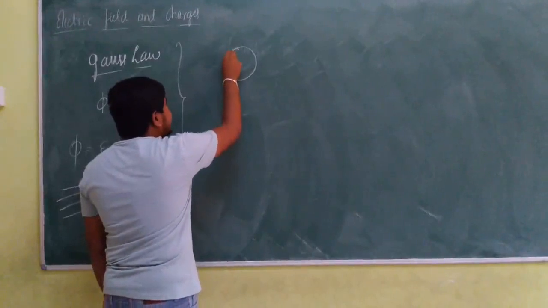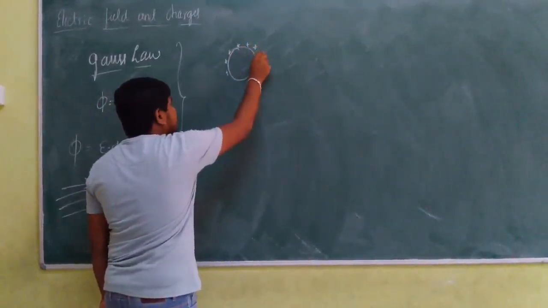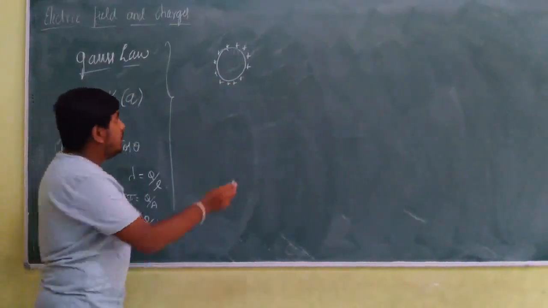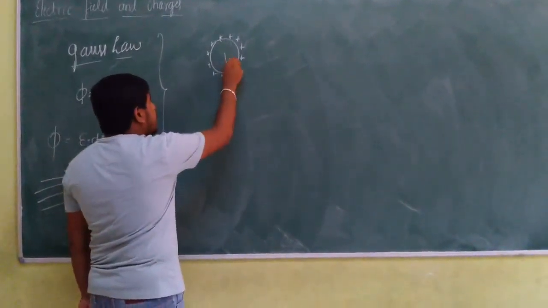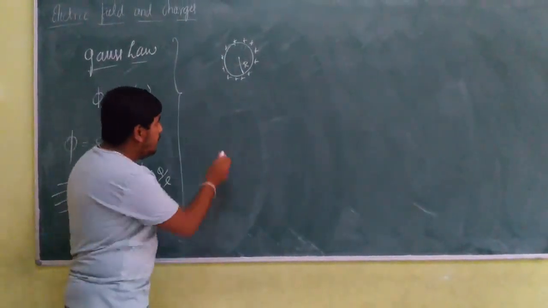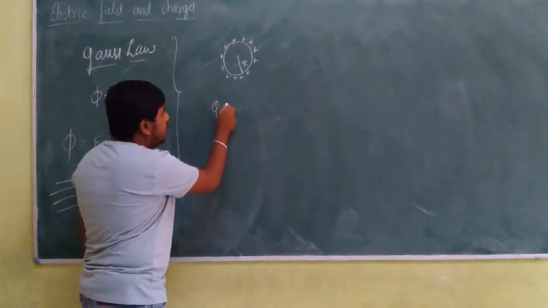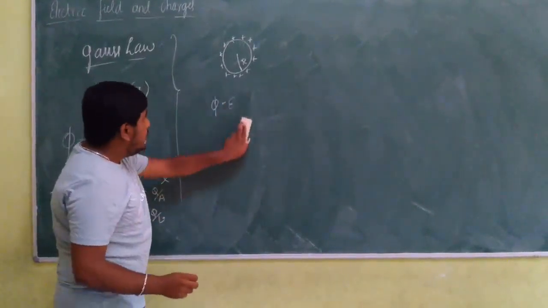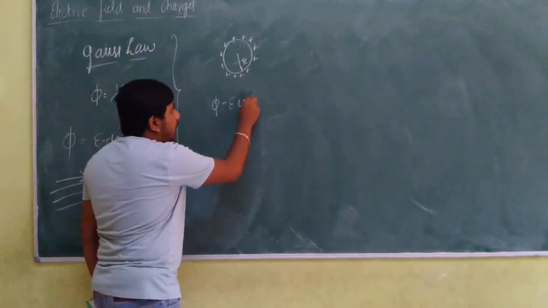For a positively charged sphere, we have to find out how much the electric field is on the surface of the sphere and outside the sphere. So let R be the radius of this sphere. Applying Gauss law and the flux condition, we are going to get the value of electric field. Flux is equal to E into ds cos theta. The area is given by the formula 4 pi r square.